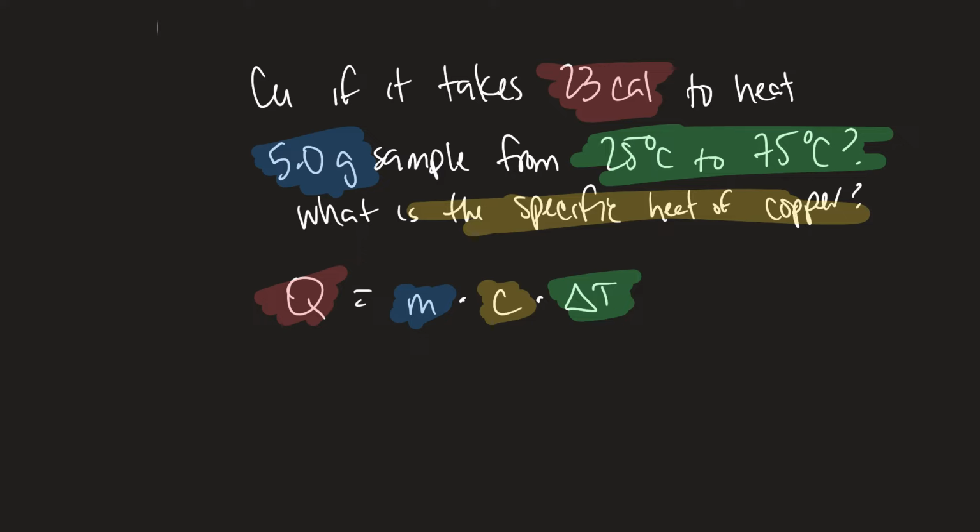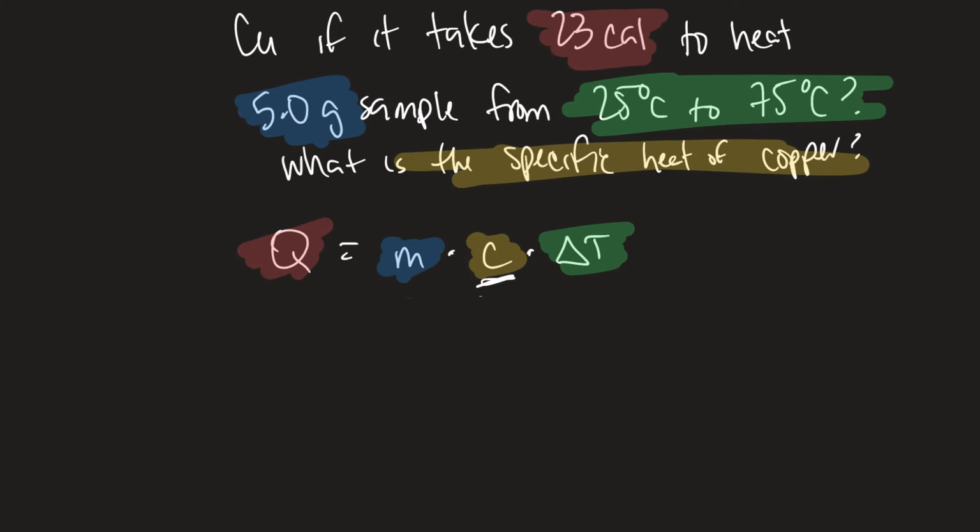I highly suggest that you do this too. But let's just go ahead and rearrange this equation so I can get C by itself. So it's algebra, right? Simple algebra. When I rearrange the equation, I get that C is equal to Q over M times delta T. Okay, so this is the equation that I'm going to use in order to figure this question out.